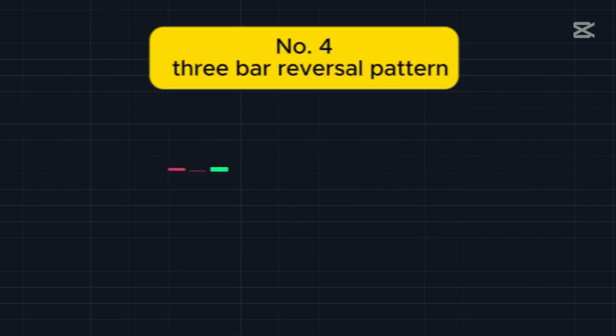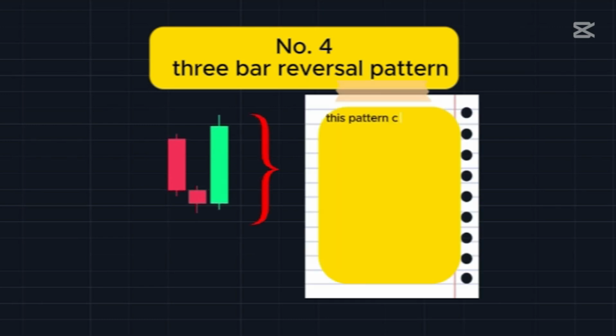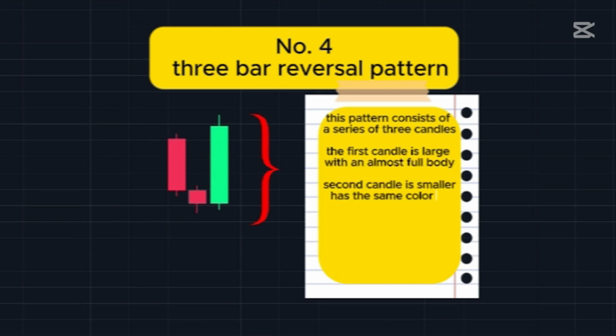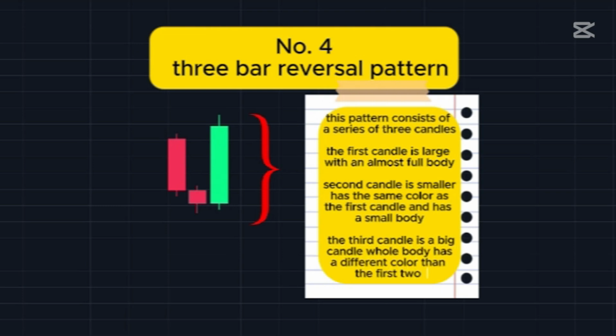Pattern number 4. It is a 3 bar reversal pattern. This pattern consists of a series of 3 candles. The first candle is large with an almost full body. The second candle is smaller, has the same color as the first candle, and has a small body. The third candle is a big candle, with a full body, and has a different color than the first 2 candles.